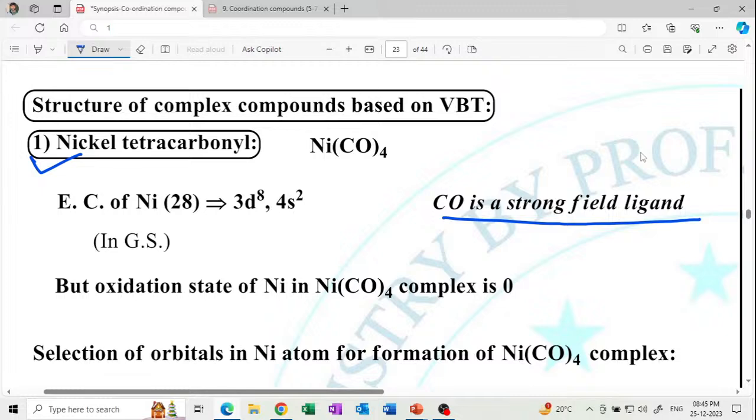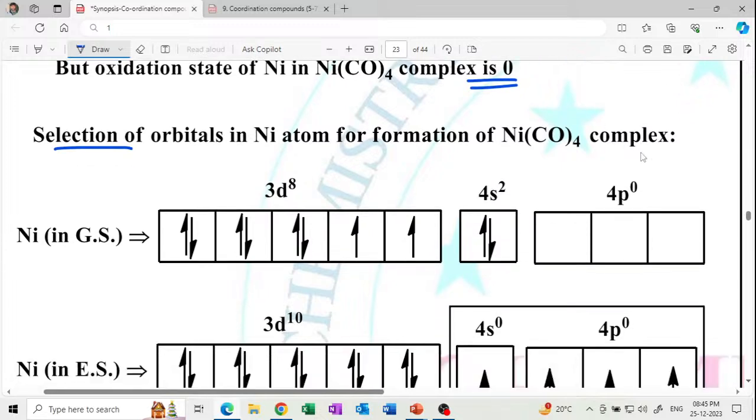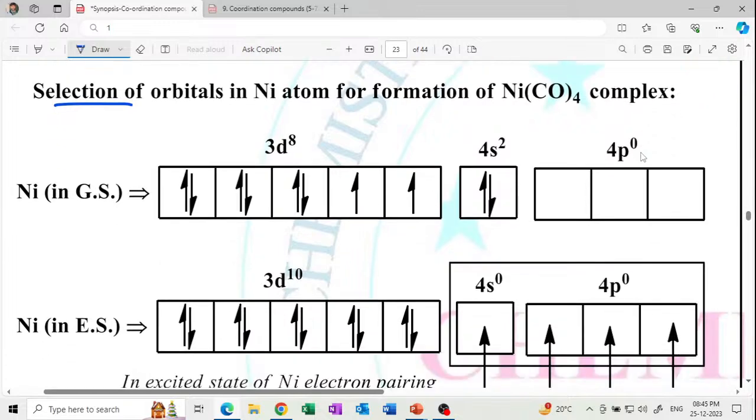So what is the electron configuration for nickel? Nickel has 3d8 4s2 in the ground state. But the oxidation state of nickel is 0. So, selection of orbitals in the nickel atom for coordination. What is the electron configuration? 3d8 4s2. Get it? Written as 3d8 4s2 4p.